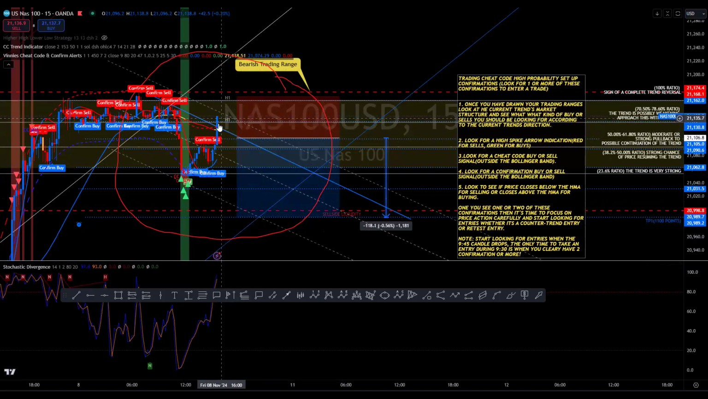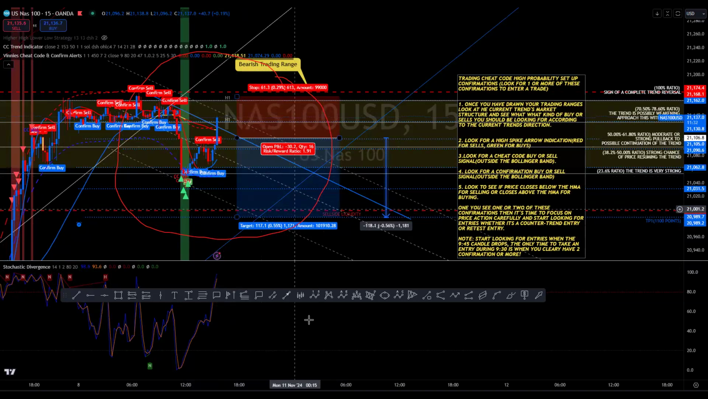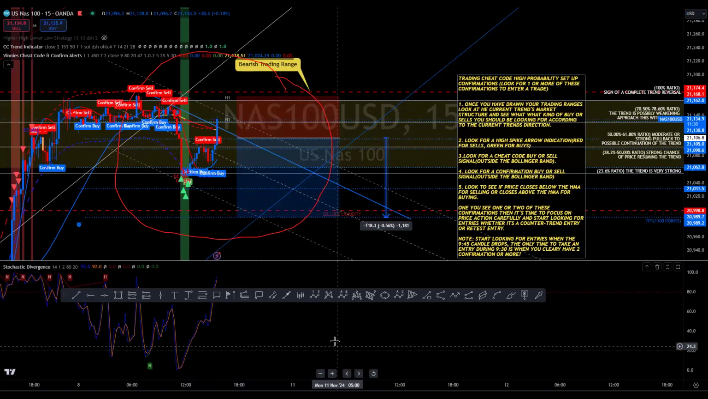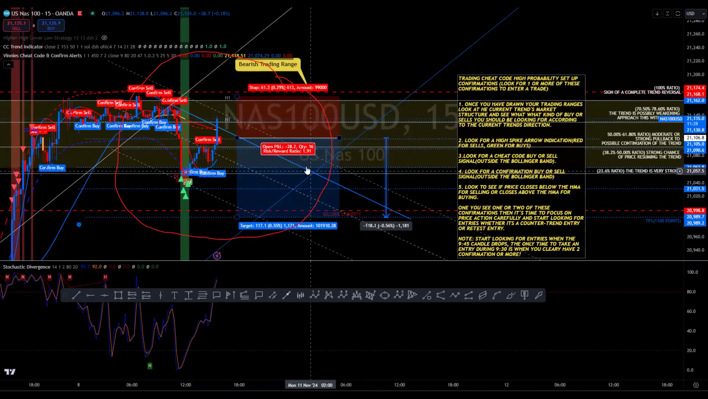Now it's starting to hit the 70% area, so we might actually be bullish now. But I have to wait until the next candle to really determine that.